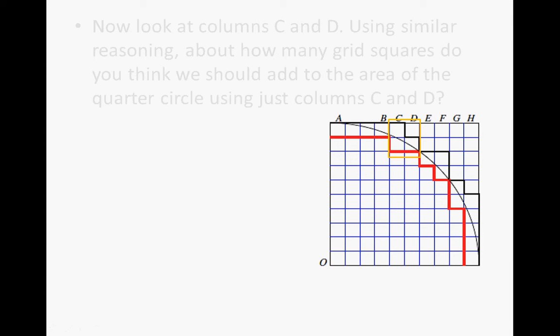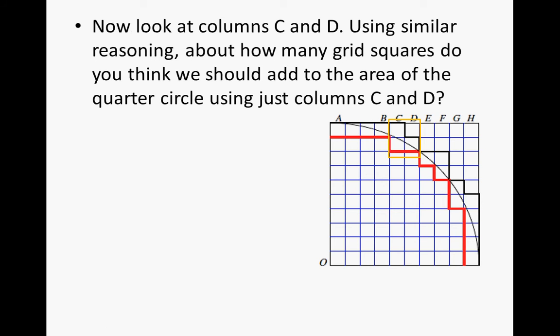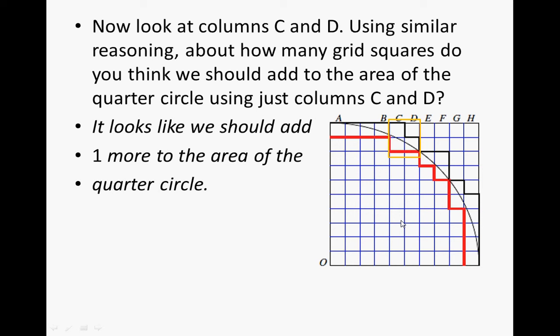Now we're going to take a look at the next columns, C and D, which I've highlighted in yellow. Using similar reasoning, how many grid squares do you think we should add to the area of the quarter circle using just columns C and D? So if you look at, we have this little piece, and this piece, and this piece. Well, it looks like we could add maybe 1 more square to the quarter circle. So more than 1, but less than 2. But right now we're going to go with 1.